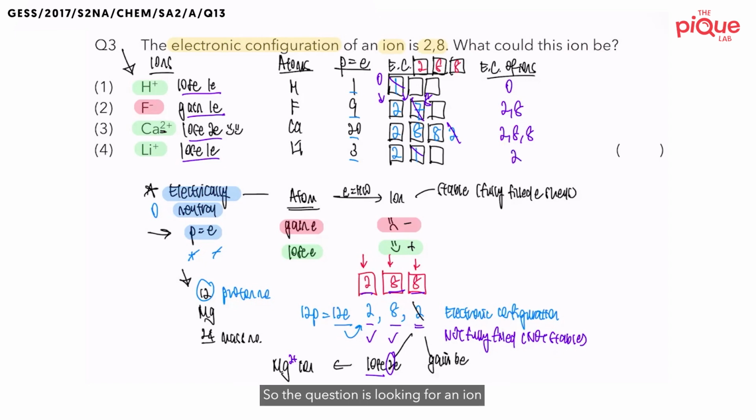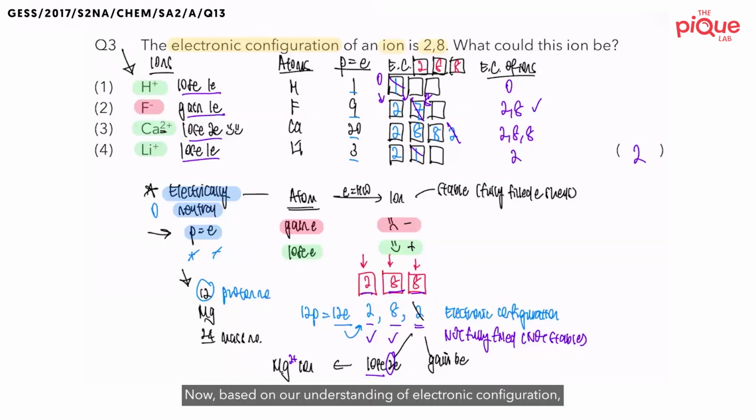So the question is looking for an ion with an electronic configuration of 2, 8, and that would be our fluorine ion. So the answer should be option 2. But don't pause the video just yet, because don't you realize that this is a very tedious process of answering this question? I'm about to show you a shortcut.